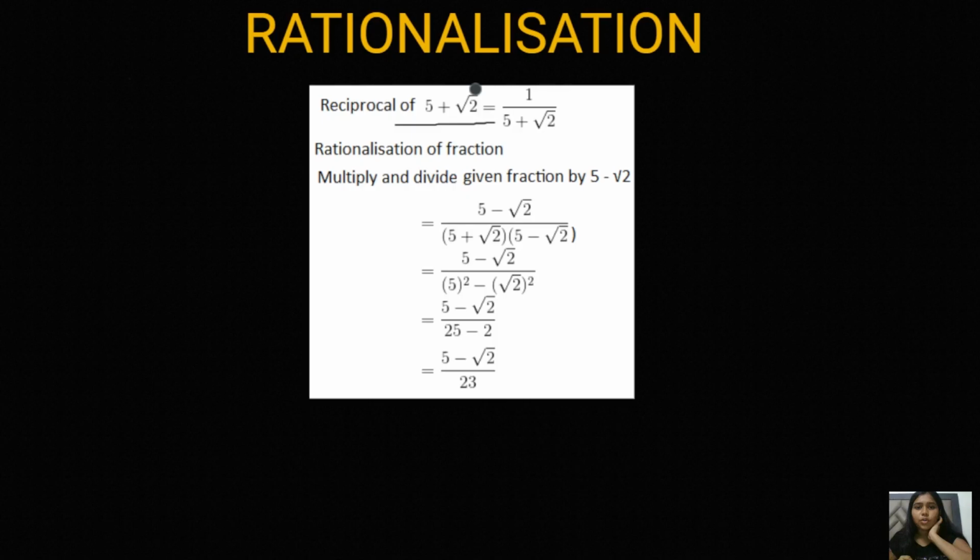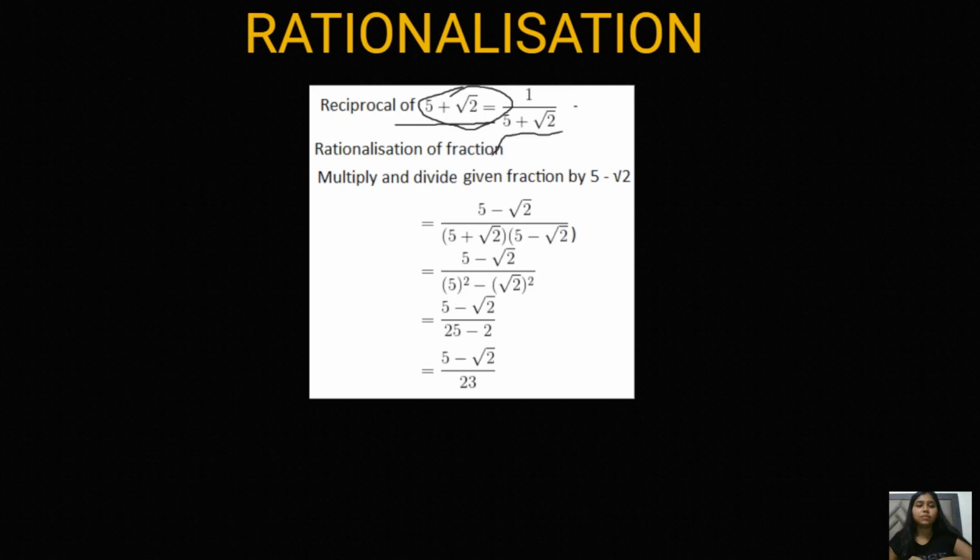So for 5 plus root 2, we take the reciprocal so as to rationalize it, that is 1 upon 5 plus root 2. Then for rationalization you multiply and divide with the same number but with the opposite sign. It means if 5 plus root 2 is written here, then you multiply and divide with 5 minus root 2, taking the opposite sign. I will explain how it is done.